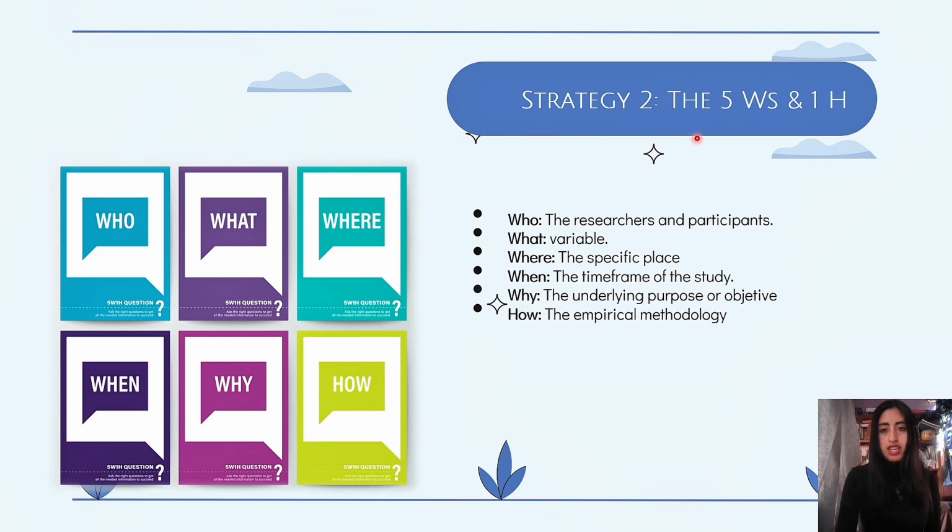The second strategy is 5Ws and 1H. In this case, use the questions: Who is the researcher and participant? What is the pedagogical phenomenon, variable, or tool under investigation? Where is the specific place or institutional setting? When is the time frame of the study? Why is the underlying purpose or objective? And How is the empirical methodology?